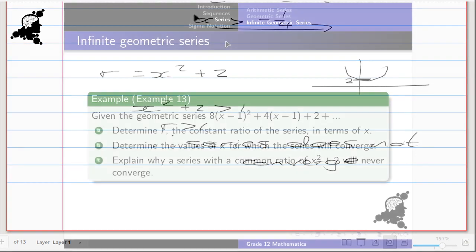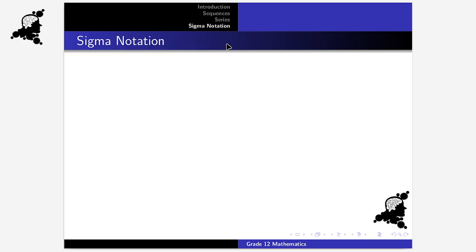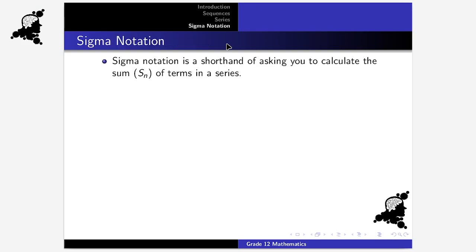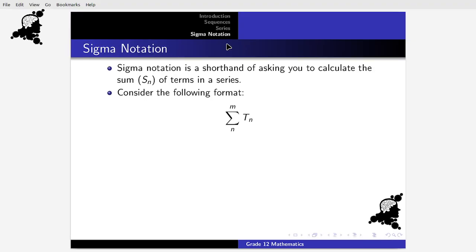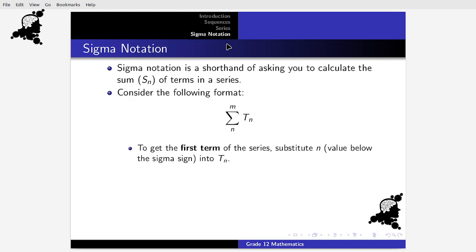All right, moving to the next section. Sigma notation. This is the last section. Now, sigma notation is basically a shorter way of asking you to calculate Sn. So let's say this is what you have, your sigma sign. Now, because you're seeing sigma, just remember Sn.